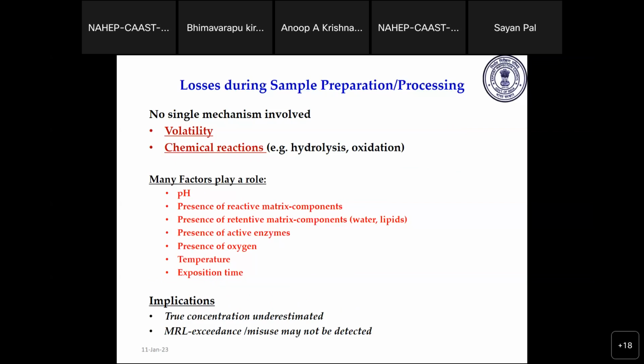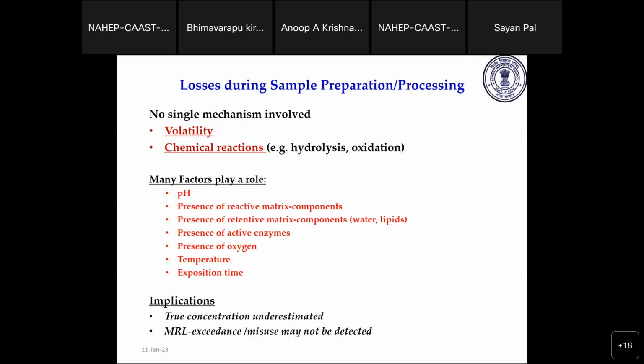There can be some residues which can be volatile. Some chemical reaction can happen, hydrolysis or oxidation, through which the true analyte can be lost. So you should be very, very careful, because some residues or antibiotic residues are very pH specific. Mainly we should maintain a pH of 7. If it goes into an acidic medium, we will not be able to retrieve that particular analyte. If it goes to a basic medium also, we have a problem.